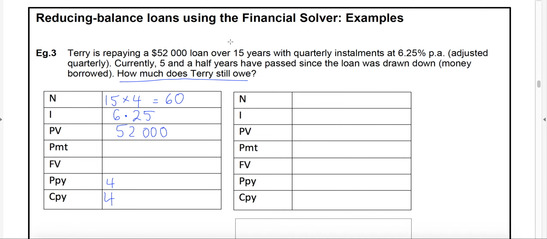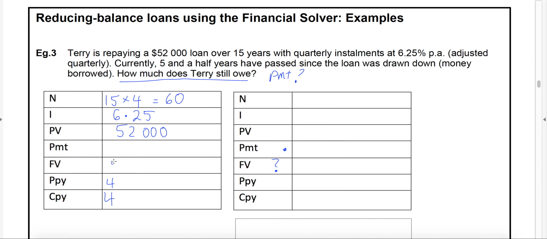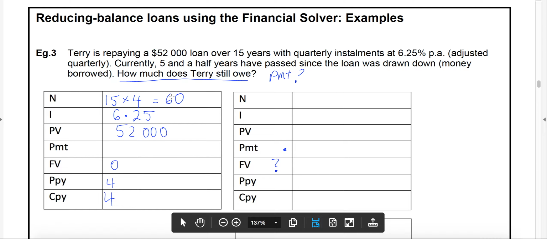Now the thing is, the reason there are 2 tables here is you'll notice in this paragraph, not once are we told how much Terry is paying per quarter. We don't know what the payment is. We're asked how much does Terry still owe, so we're actually being asked for the future value. But we can't get the future value until we know what goes here in payment. So since we know that it's a 15-year loan, we can put 0 for future value. It's going to be repaid after 60 payments, and solve for PMT.